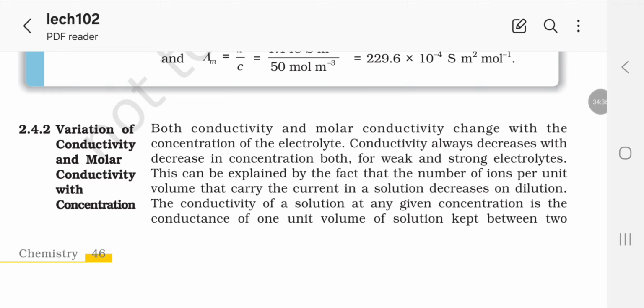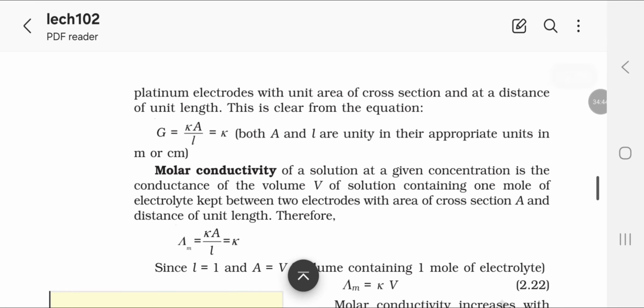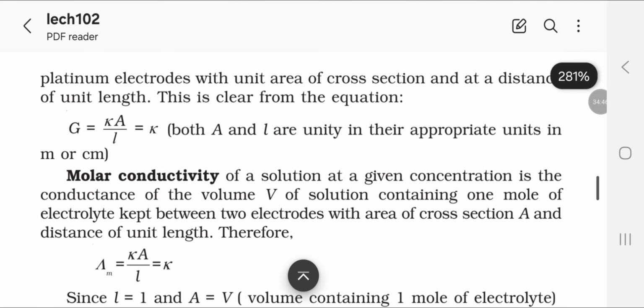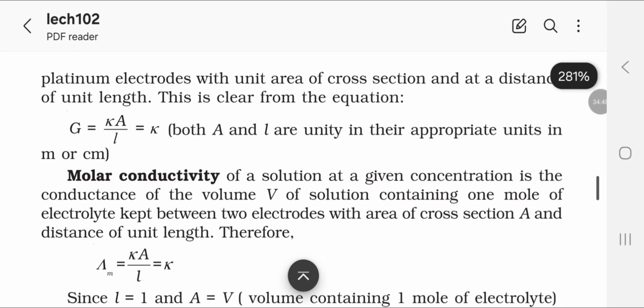The conductivity of a solution at any given concentration is the conductance of one unit volume of solution kept between two platinum electrodes with unit area of cross section and a distance of unit length. This is clear from the equation G = κA/L = κ, since both A and L are unity in their appropriate units, in meter or centimeter.